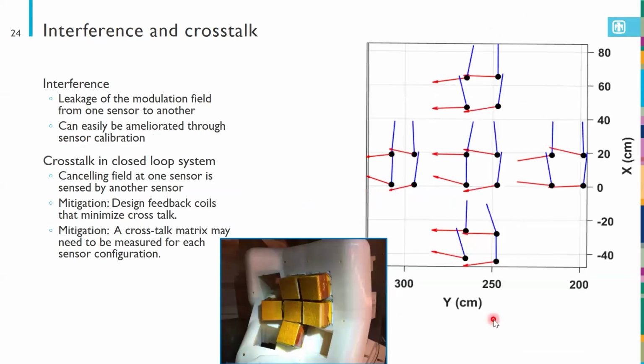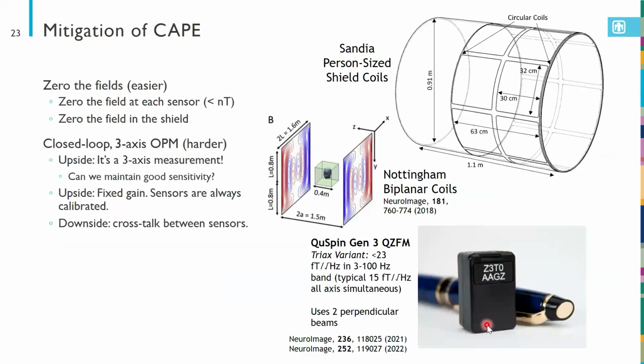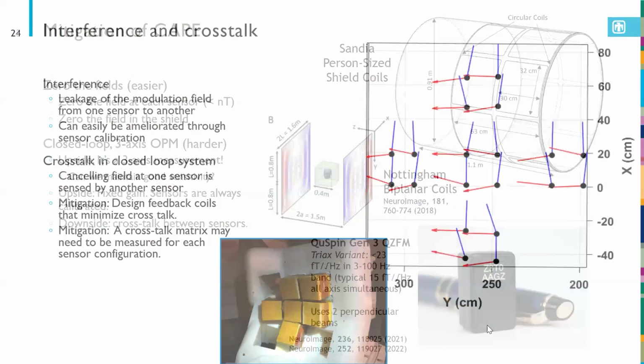But that can be mitigated. And so that can be large, and particularly if you have a good coil design that doesn't have a lot of leakage field, you can minimize the amount of crosstalk. So I'll talk about that a little bit more.